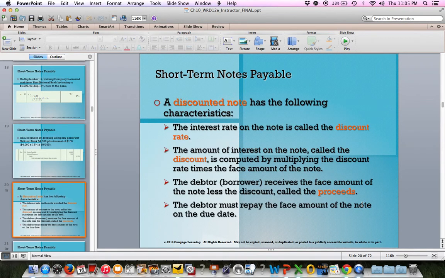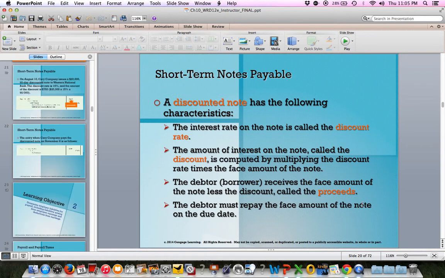A discounted note has the following characteristics. It says the interest rate in the note is called the discount rate. The amount of interest on the note is called the discount, is computed by multiplying the discount rate times the face of the note. The debtor, who is the borrower, receives the face amount of the note less the discount, called the proceeds. And the debtor then must repay the face amount of the note on the due date.